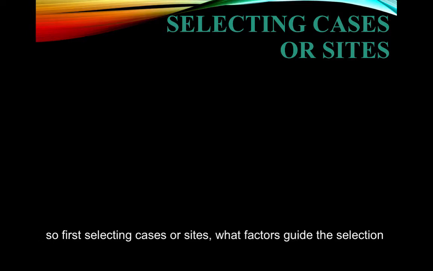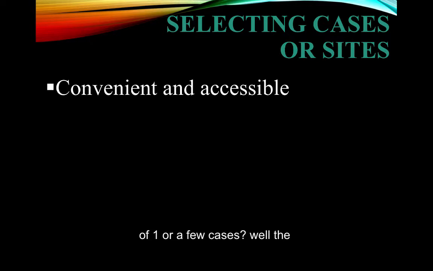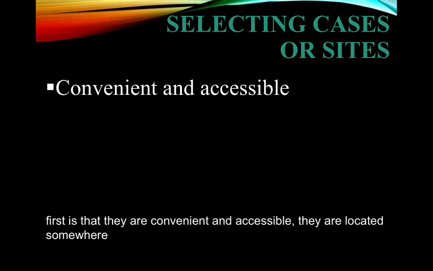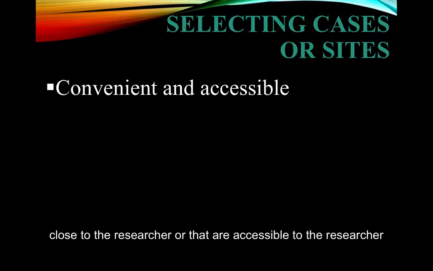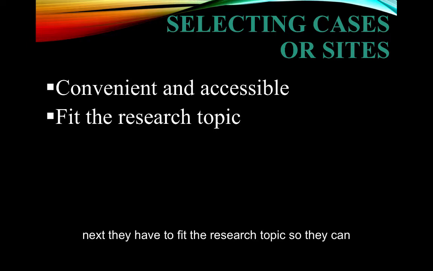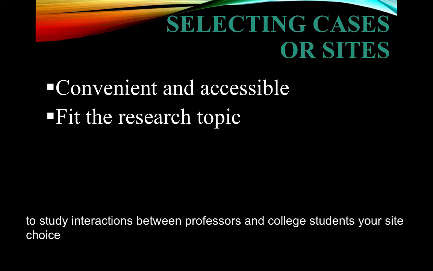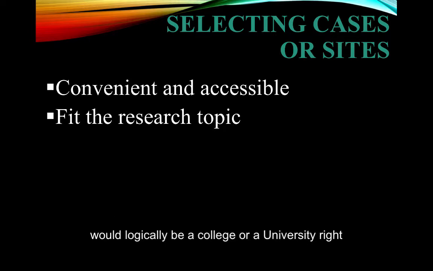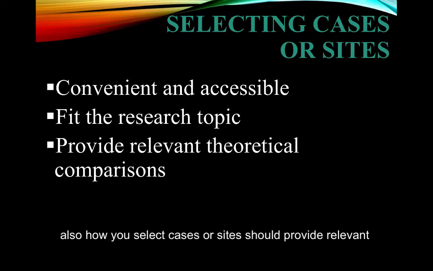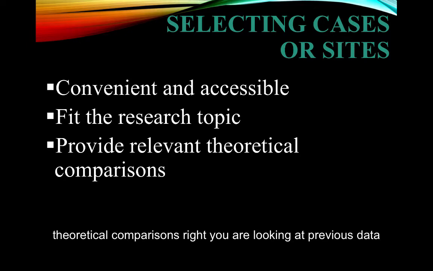So first, selecting cases or sites. What factors guide the selection of one or a few cases? Well, the first is that they're convenient and accessible, right? They're located somewhere close to the researcher or they're accessible to the researcher. Next, they have to fit the research topic, so they can help explain what the researcher is looking to explain. So if you wanted to study interactions between professors and college students, your site choice would logically be a college or a university, right? Also, how you select cases or sites should provide relevant theoretical comparisons, right?